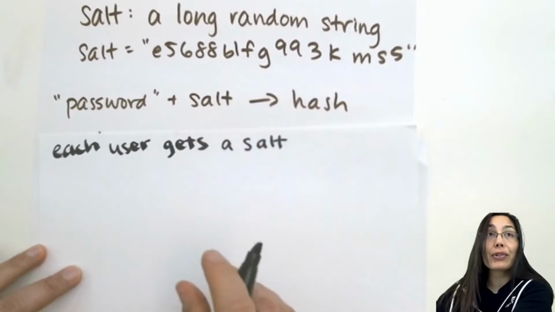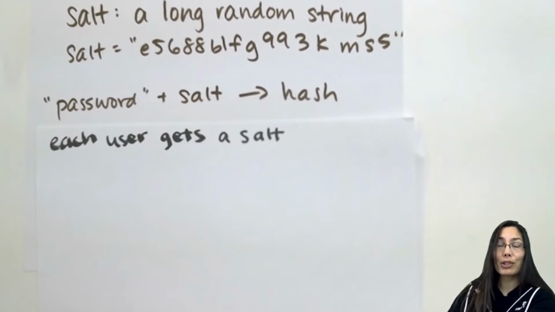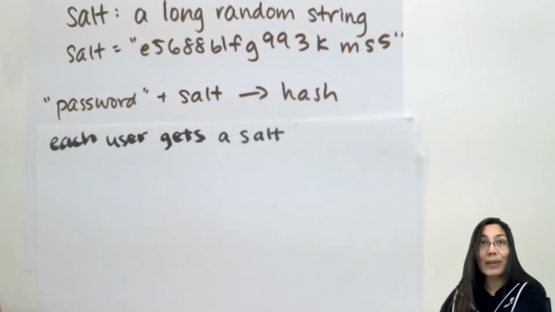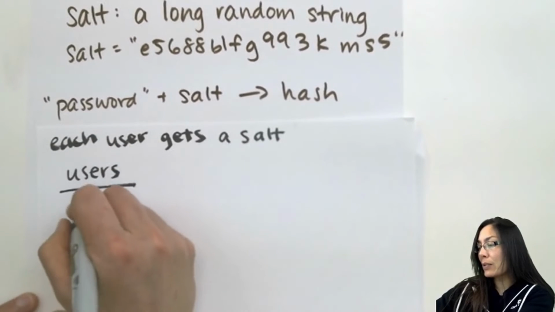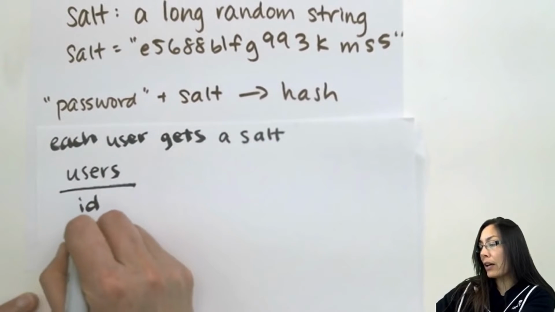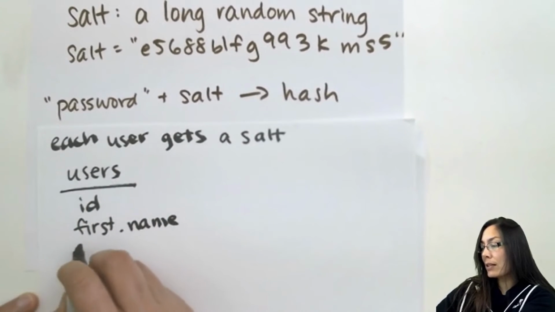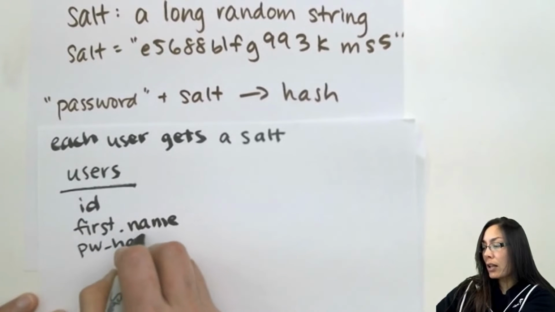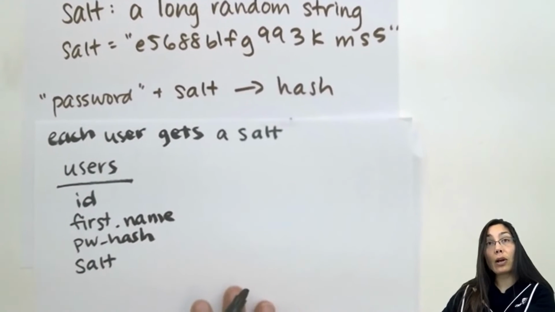What if each user gets a salt? Then how would we remember which salt belongs to which user? Well, it'd have to go into the database. So now our users table would look something like this. We'd still have our ID, we'd still have things like first name, last name, all those things. We would still have the password hash, and we would have the salt that was used to help produce that hash.